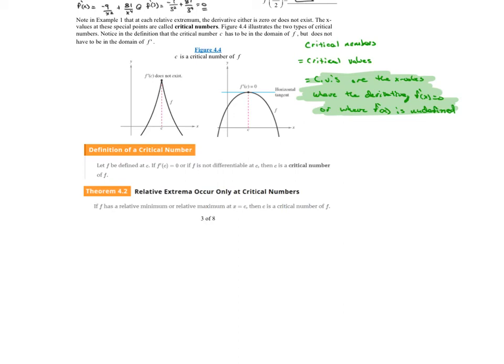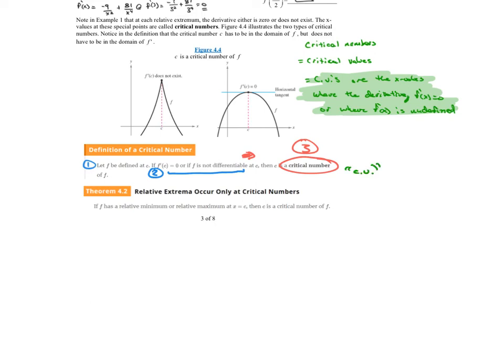It says let f be defined at c. That's really, really important. It does have to be defined at that point. The second thing that it needs is that the derivative is equal to 0 or f is not differentiable, meaning the derivative is undefined. That tells me that it is a critical number. So first thing you have to do is make sure it exists at the point. Second thing, the derivative has to be 0 or undefined. If that happens, it's called a critical number. And again, I'm going to call it a CV, a critical value.